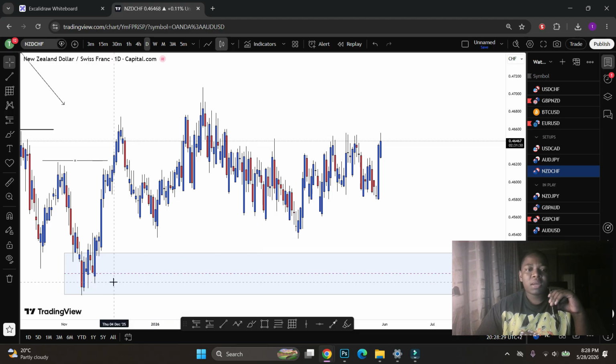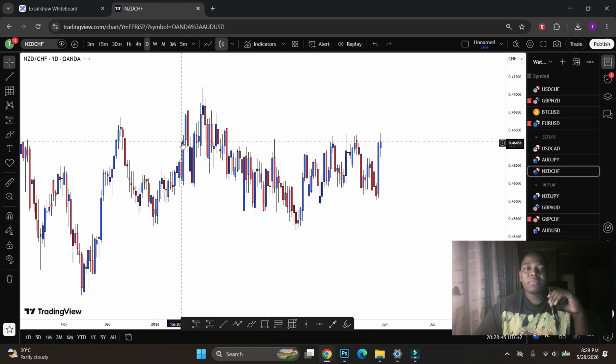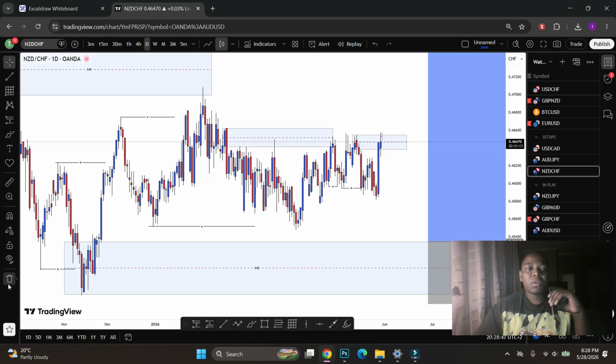Yo, this chart is messed up, but I do understand it. It's messed up. Let me go back to my original chart. I don't want to clear things on my original chart because it's going to mess up everything. But then, let me just do it. It's fine.